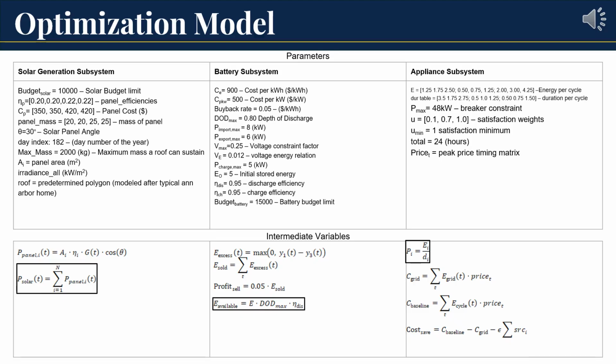Finally, in the appliance subsystem, we model household demand based on appliance energy consumption and cycle durations. Power demand is calculated as energy divided by duration, and total cost is determined using time of use electricity pricing. We compare the cost of grid usage with and without battery support and determine our cost savings. Together, these subsystems are linked through intermediate variables like solar generation, available battery energy, and appliance demand, allowing us to evaluate system performance and optimize for economic outcomes as well as payback period.